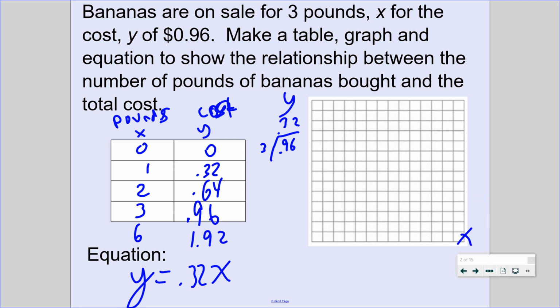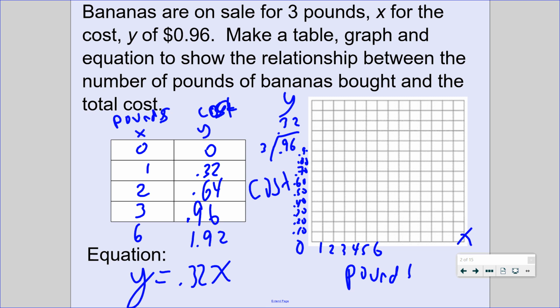X, Y, this is the pounds, this is the cost. 0, 1, 2, 3, 4, 5, 6. Let's make this, I don't know, 10 cents, 20 cents, 30 cents, 40 cents, 50 cents, 60 cents, 70 cents, 80 cents, 90 cents, a dollar 10, dollar 20, dollar 30, dollar 40. So 0 pounds costs 0 cents. 1 pound costs 32 cents. 2 pounds cost 64 cents. 3 pounds cost 96 cents. 4 pounds, we do not know, but 6 pounds, oh, doesn't go.